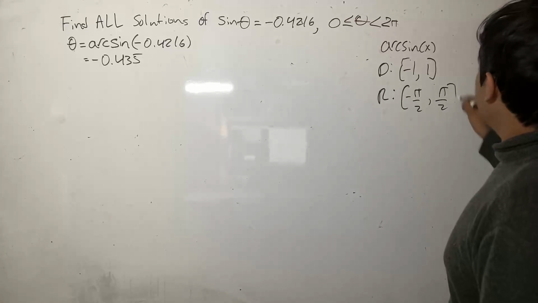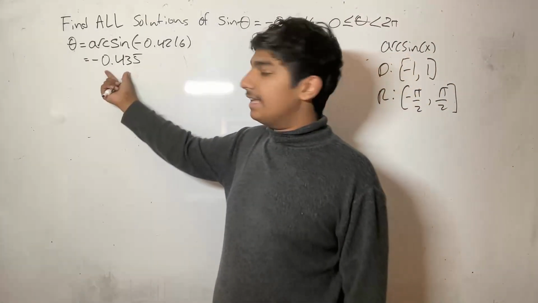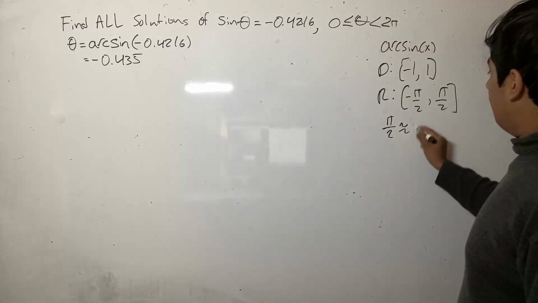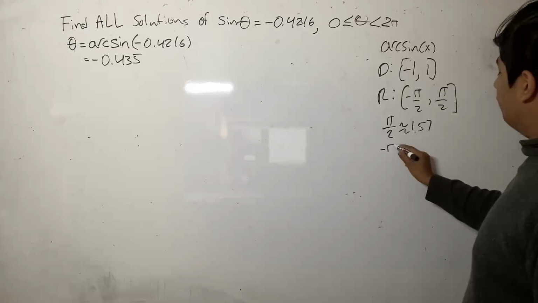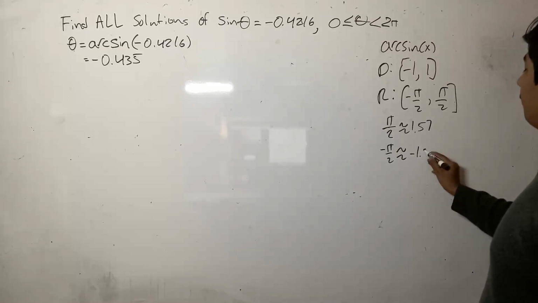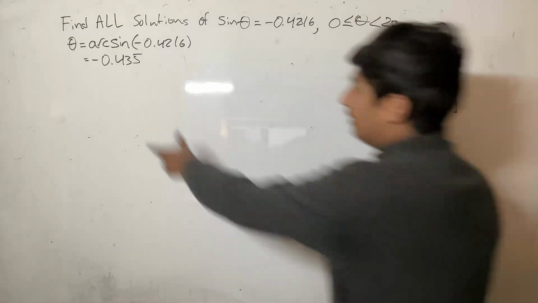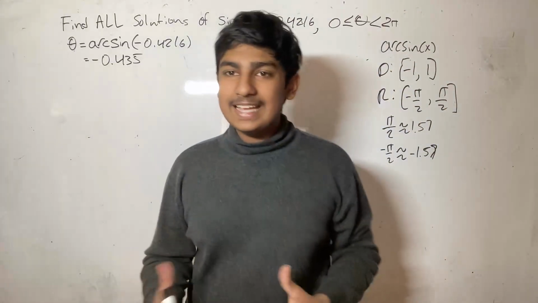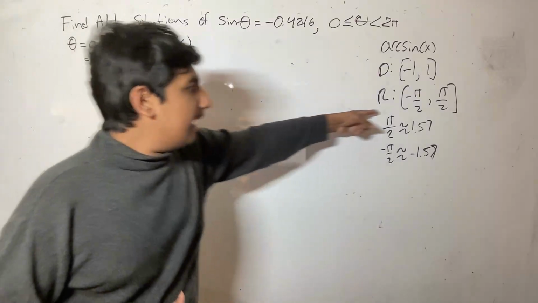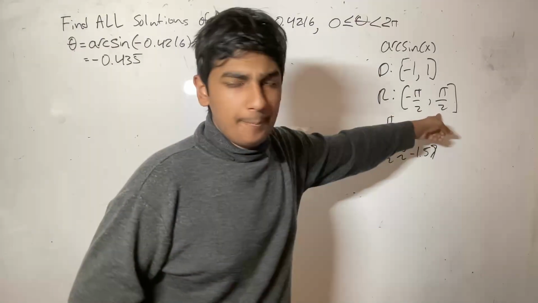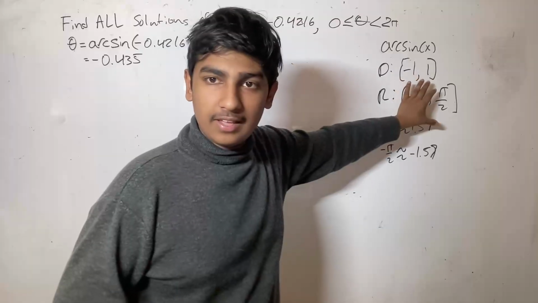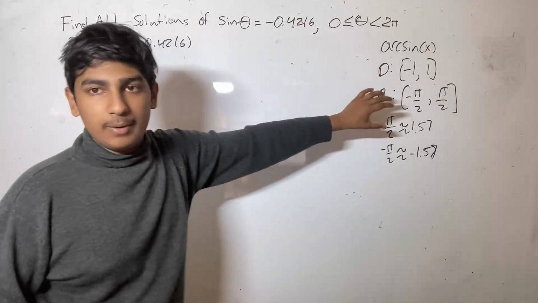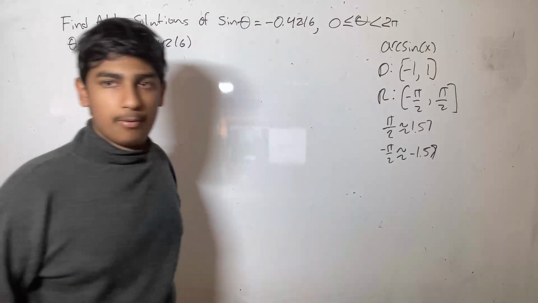And so if we look at our angle here, pi over 2 is approximately 1.57, and then negative pi over 2 is approximately negative 1.57. This is in between negative 1.57 and 1.57, but there could still be an angle that's outside of negative pi over 2 and pi over 2, and an angle that's outside of this range that can still give us sine of that angle equal to negative 0.416.